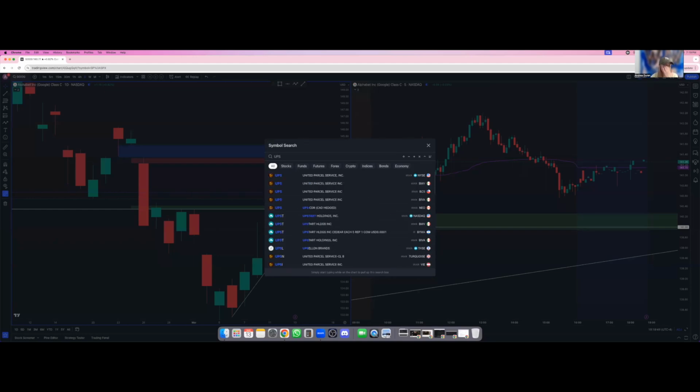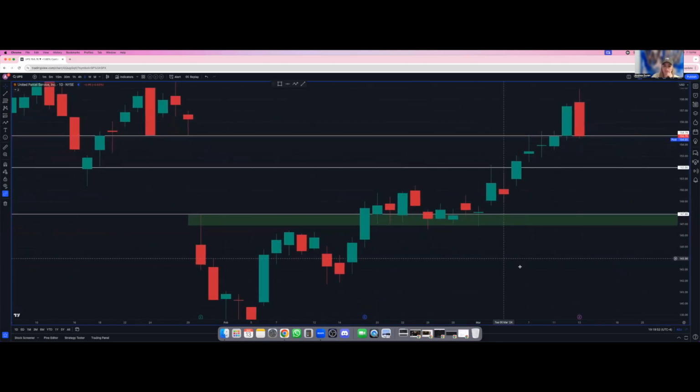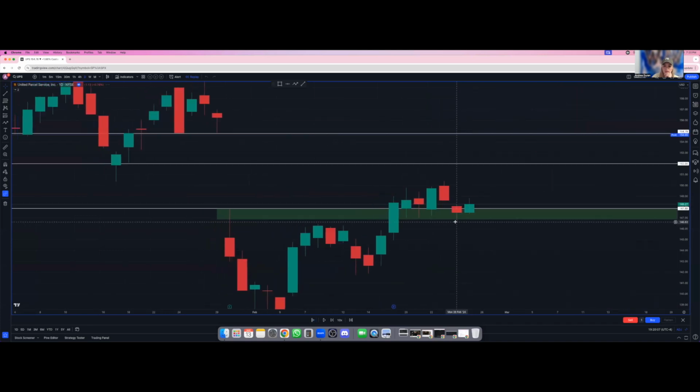I want to go with gaps because gaps are one of my favorite setups to play. Very, very easy to play, and I love them. I think gaps are amazing. So I'm gonna go with this.